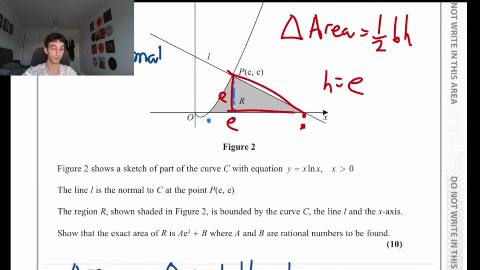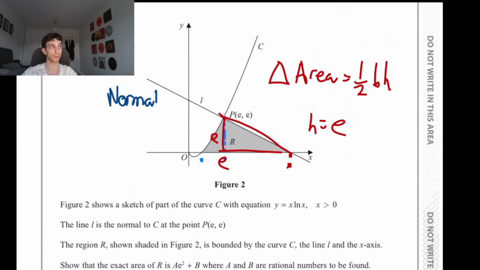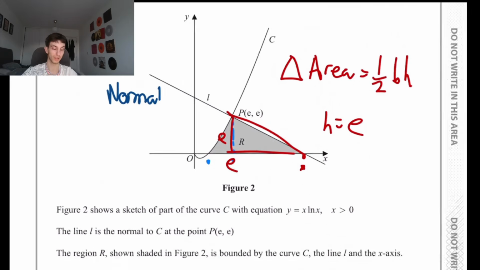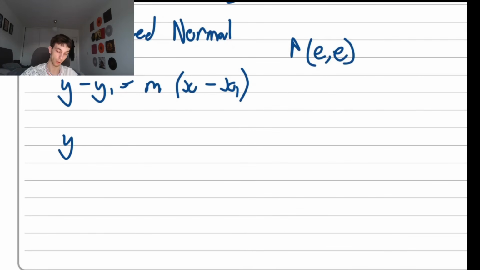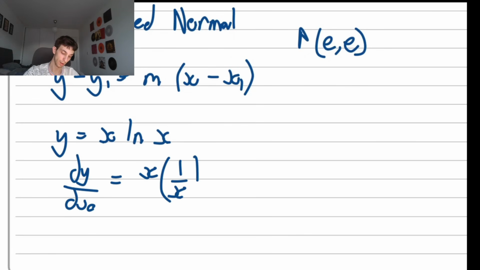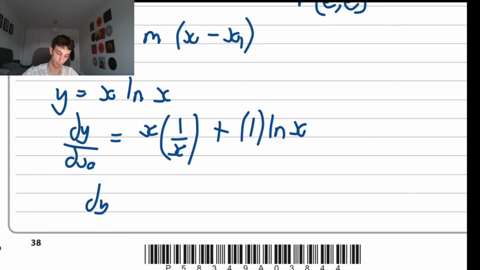To find m, well, to find the gradient of the normal, this is going to be the negative reciprocal because it's perpendicular to our curve C at the point P. So what we need is the gradient of our curve C at the point P. Now we know our curve C has equation y equals x ln x. We are going to have to find dy/dx, and then find the gradient at our point P. So finding dy/dx, there's a bit of product rule: we leave, differentiate, and then we add differentiate, leave. So that's going to be 1 times ln x. Okay, perfect.